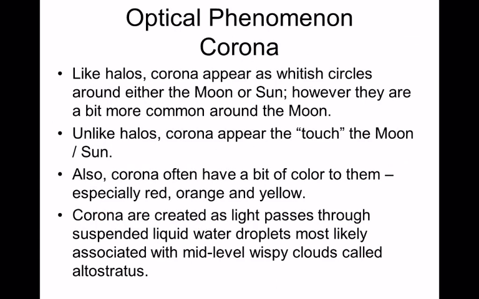Okay. So now we're on to corona. Coronas are also liquid particles. So these would be mid-level clouds because it's still liquid. And if it's mid-level flat clouds, mid-level would be alto, flat would be stratus. So altostratus clouds. Now with these, you can tell it's not a halo because they actually touch either the moon or the sun. So there's not any space between it. And this says it can have a bit of color too. So they look like this.